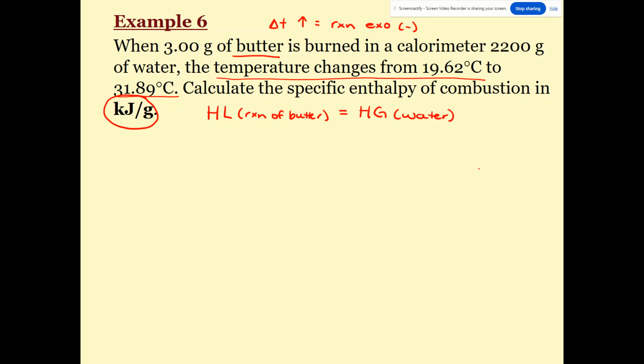Now, rather than writing NH on my reaction side, I'm going to put MH. Okay, that's the difference. It's not NH, it's MH. The water is still MC delta T. So when I solve for H, I'm going to be dividing by the mass of butter on both sides. That's why it's not going to give me an answer in kilojoules per mole.